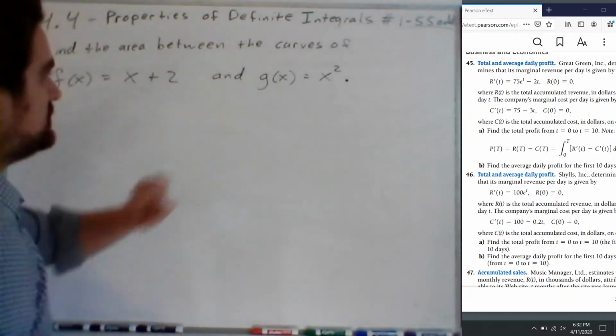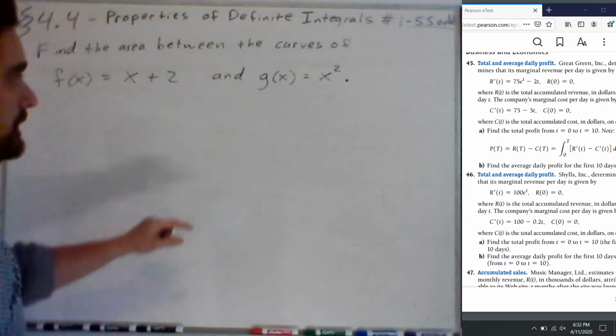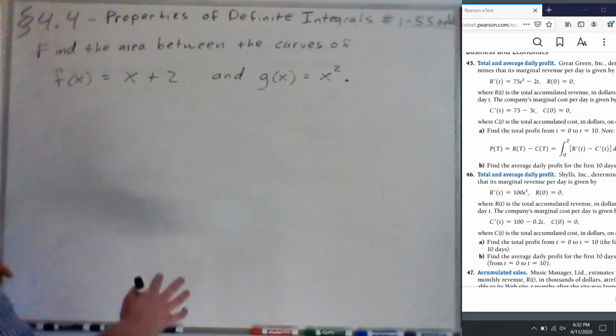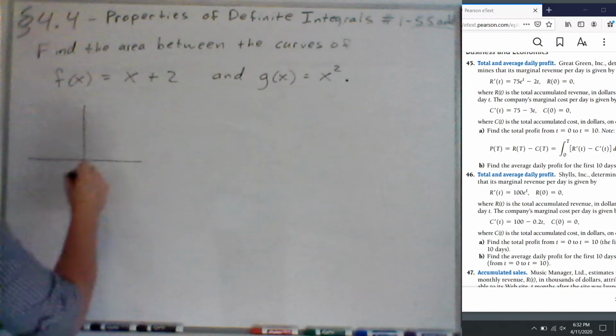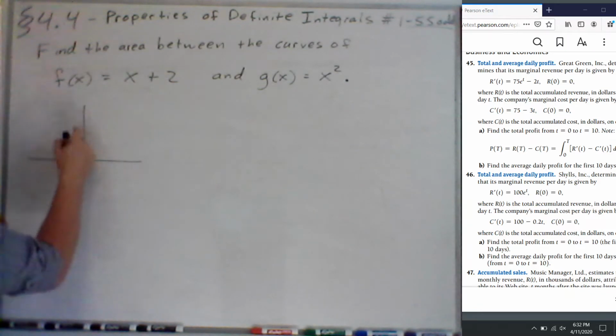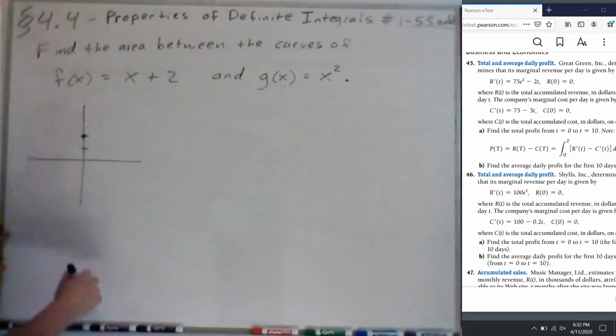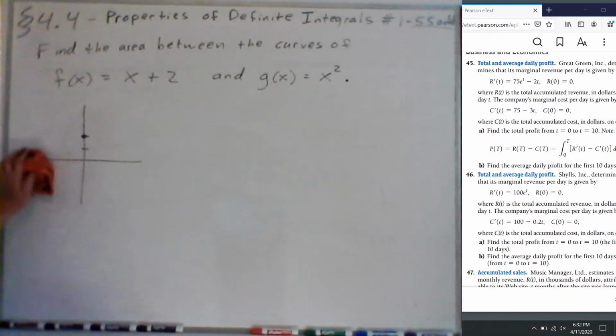All right, so let's say we have these two functions, and we want to find the area between these two curves. Well, let's go ahead and graph them. So first we'll start with f of x equals x plus 2, which is just a linear function going through 2 on my y-axis. Let me adjust my scale a little bit here.